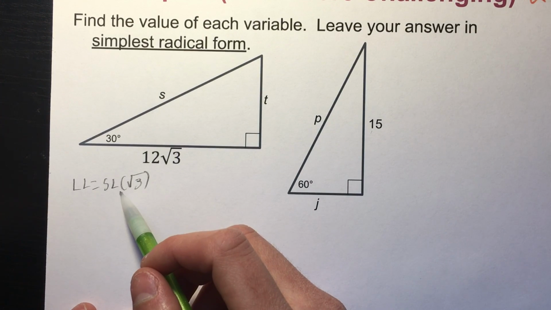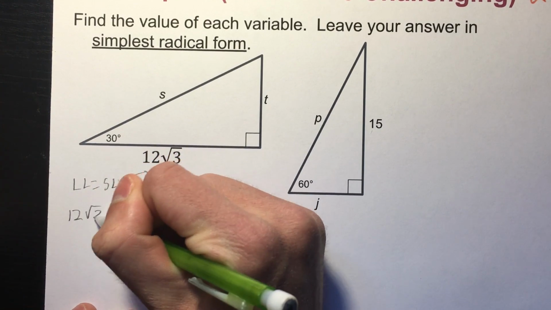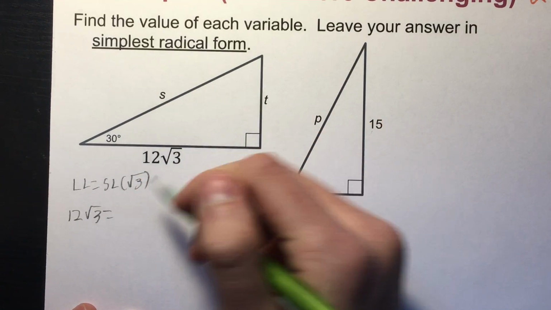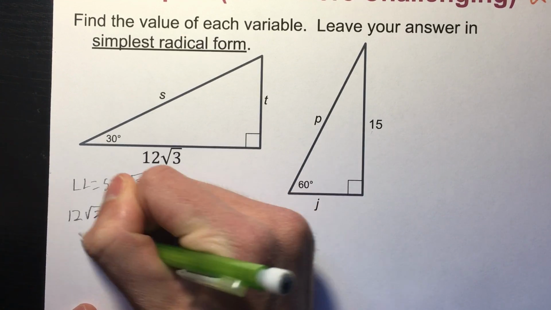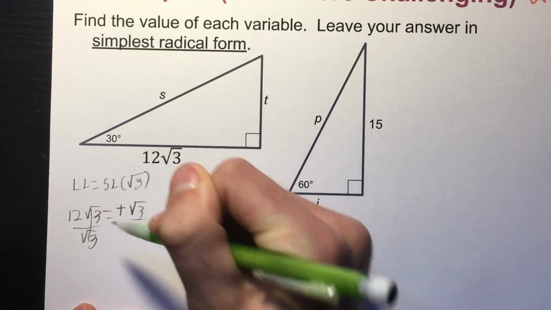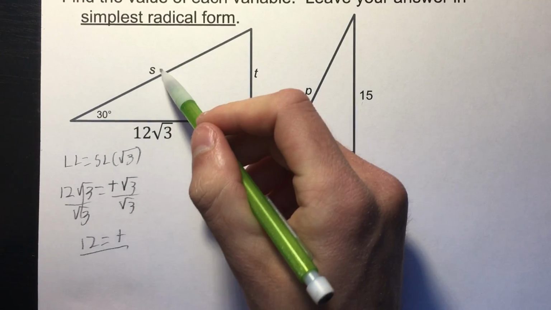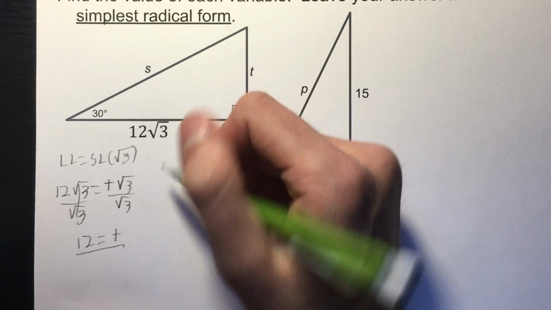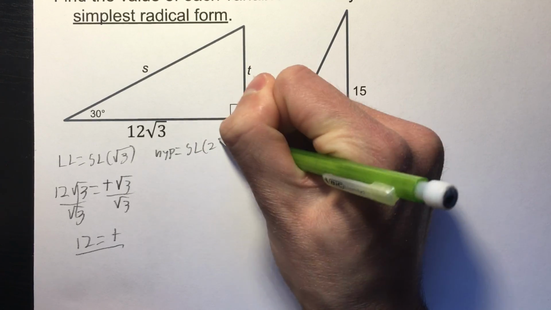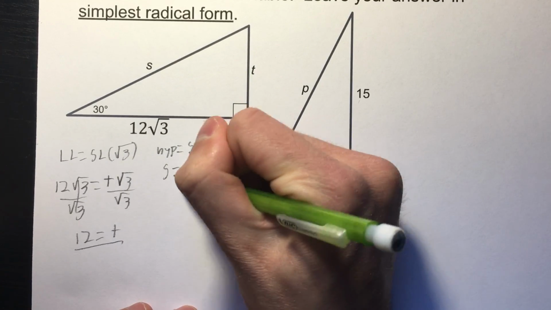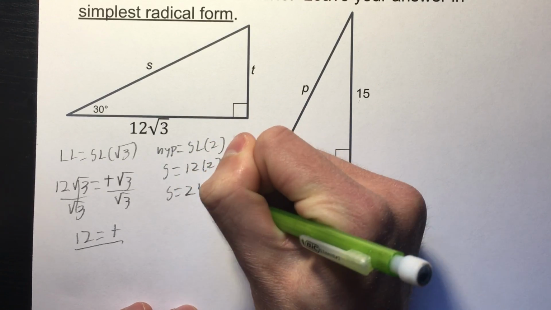So our longer leg is equal to the shorter leg times the square root of 3. So 12 root 3 is equal to t times the square root of 3. We're just going to divide both sides by the square root of 3. Those will cancel, and we're left with 12 equals t. Now to solve for s, we know that the hypotenuse equals the shorter leg times 2. So s is going to equal 12 times 2. So s is equal to 24.